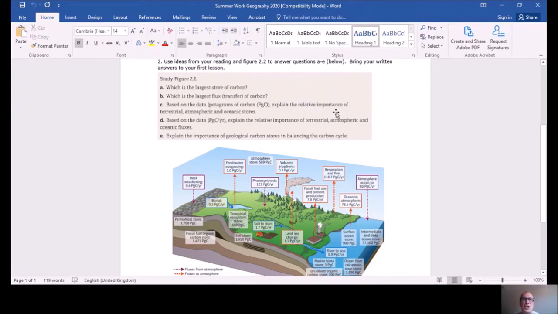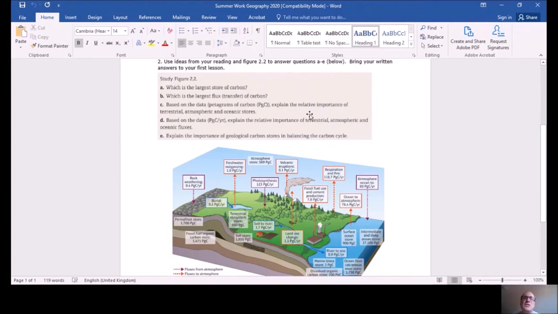You could tackle it in terms of size. Some of the stores are much larger than others. You could also tackle it in terms of what the importance is, for instance, life on Earth. You know, that's quite important to us all, is that there is carbon for life on Earth, and some of these stores are maybe more important than others.